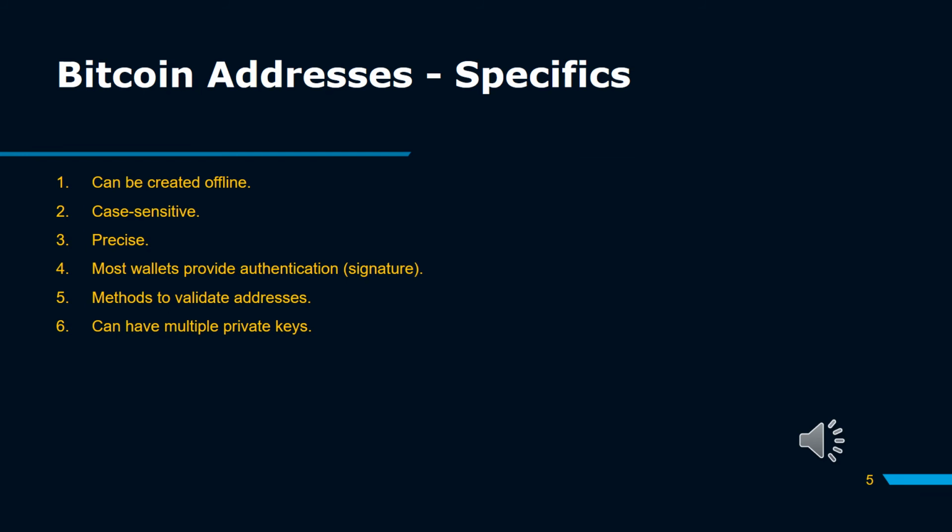Bitcoin addresses, specifics. 1. Can be created offline. 2. Case sensitive. 3. Precise. 4. Most wallets provide authentication, signature. 5. Methods to validate addresses. 6. Can have multiple private keys.